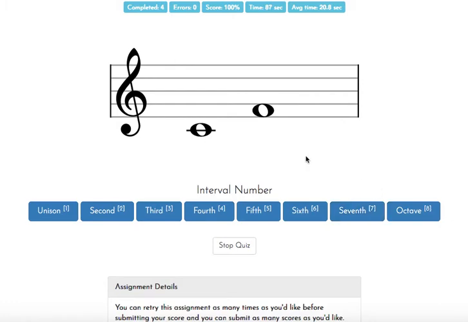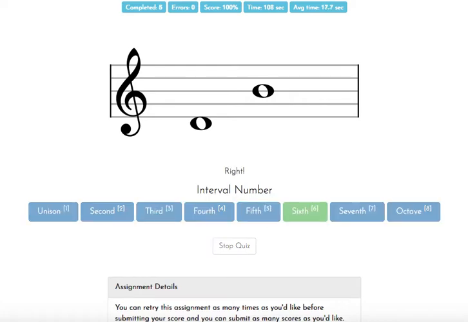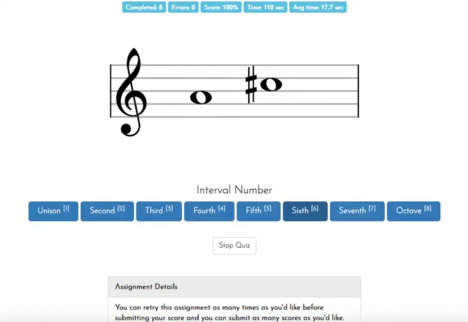And right here, again, I'm going to count space, line, space. That's 1, 2, 3. That's a fourth. And then I'm going to count here, line, space, line, space, line, or 1, 2, 3, 4, 5. That's going to make this a sixth. And then we have line, space, 1, 2. That makes this a third.